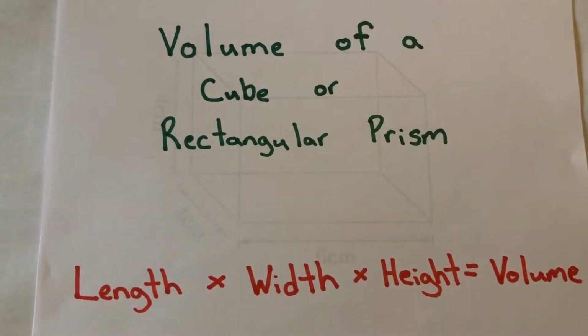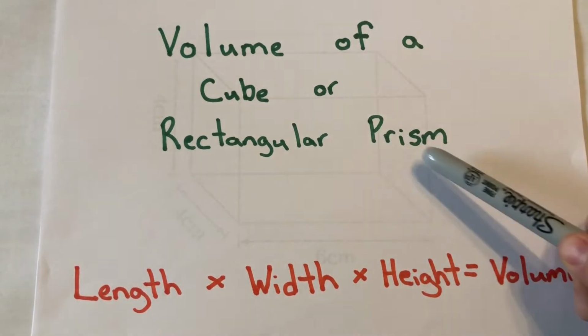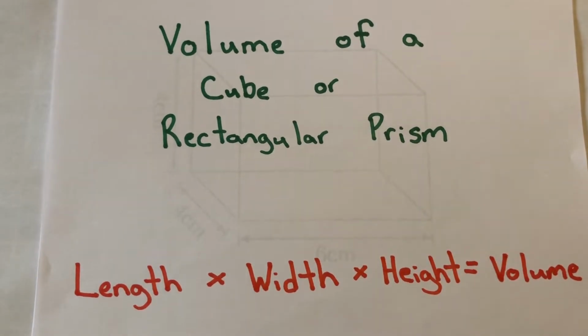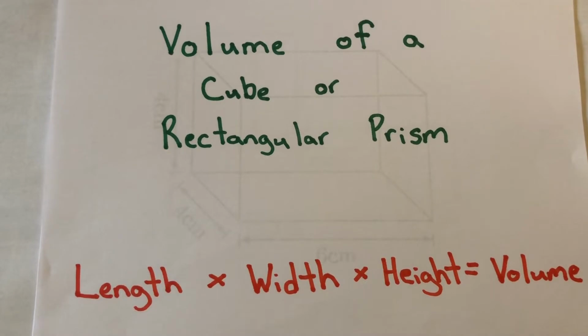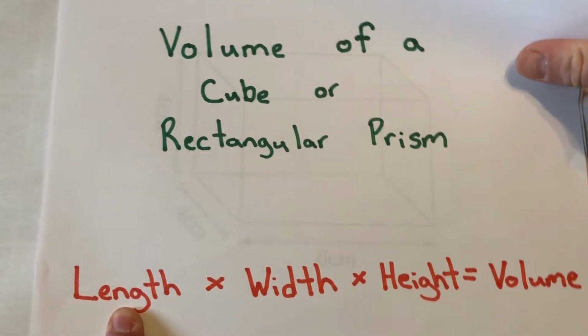So today we're going to talk about the volume of a cube or a rectangular prism. To find the volume of a cube or a rectangular prism, all you have to do is find the length times the width times the height, and that will equal the volume. So let's take a look at our first rectangular prism.